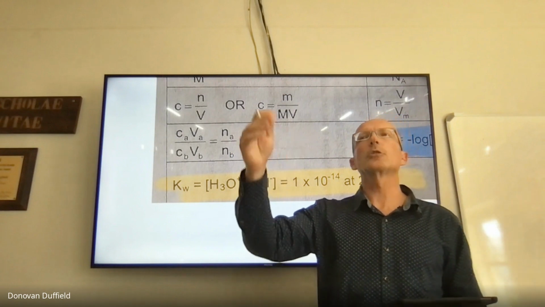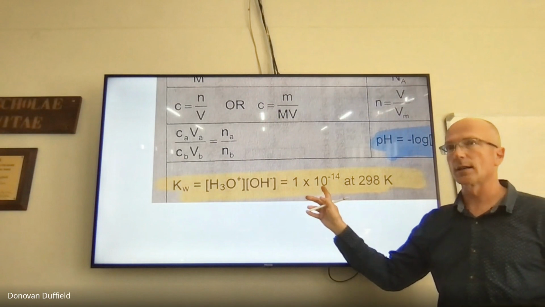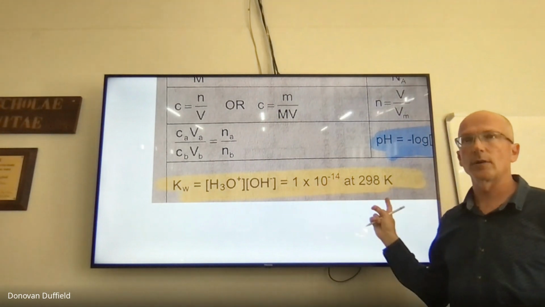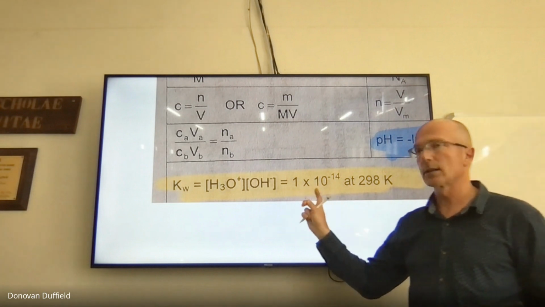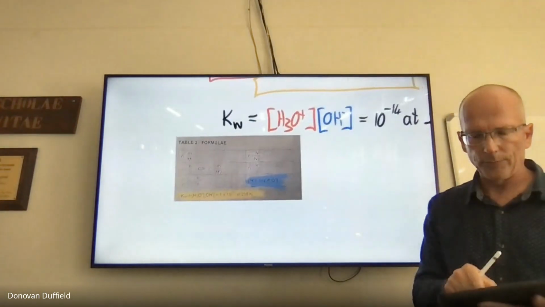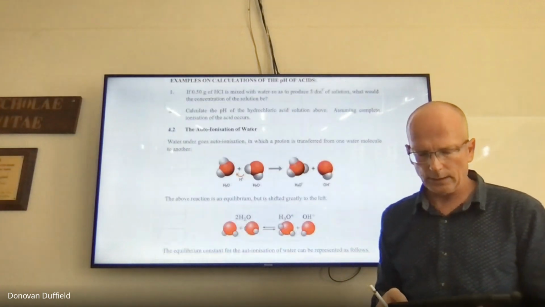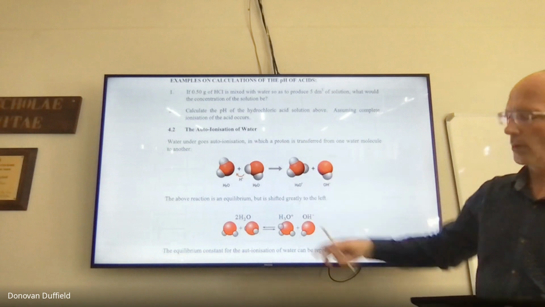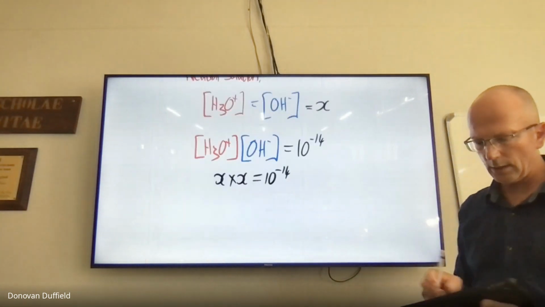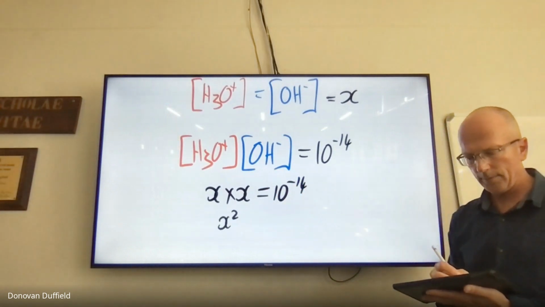All right. This will make more sense when you've done chemical equilibrium. This is the ionization constant for water at 25 degrees Celsius. This is an experimentally derived constant. Okay, now, if we go back here, by the way, it's in the notes, the auto-ionization of water. If these two are equal, then isn't this x squared?